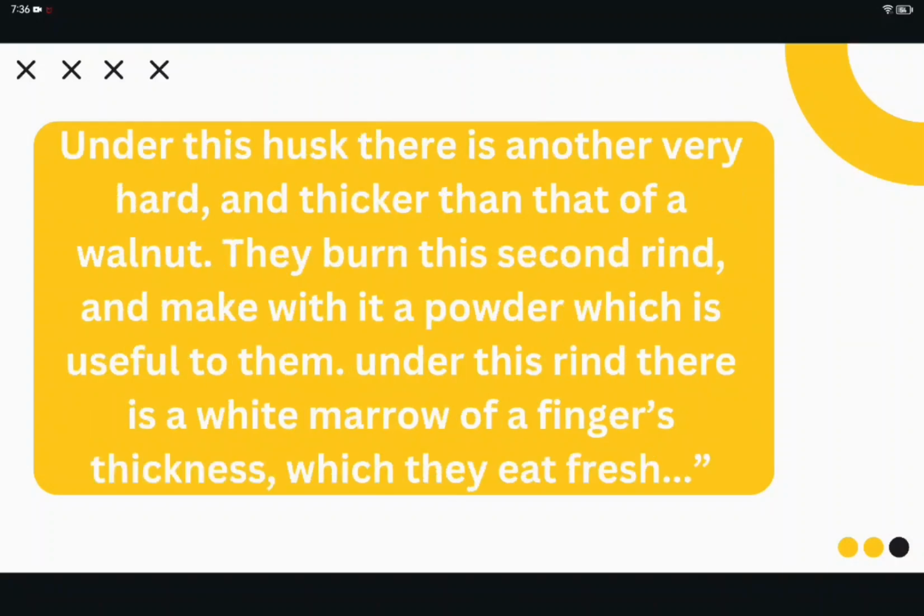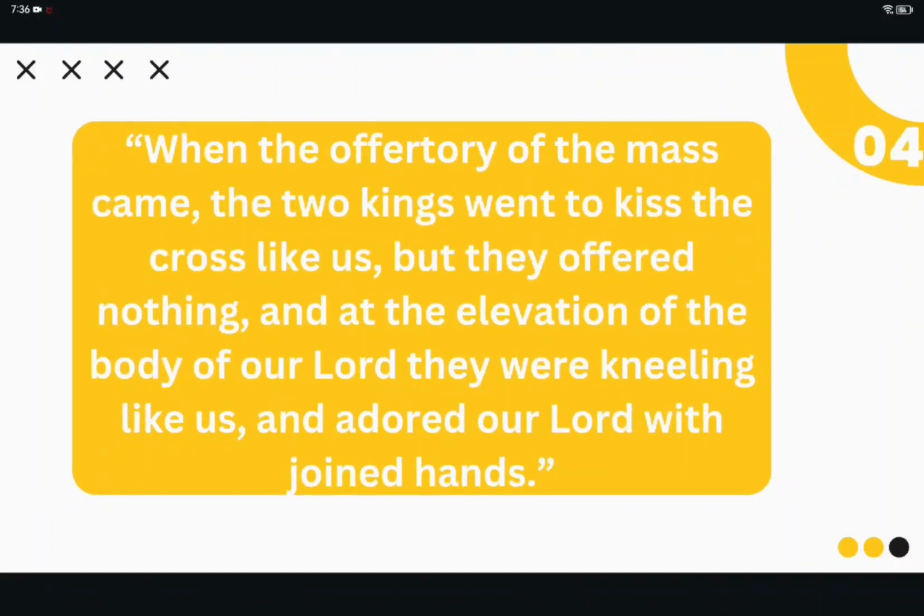Okay, next slide. There is an error in the sequencing of this slide. We'll start with number 4, and then numbers 3 and 5 are related. Let's start first with number 4. When the offertory of the mass came, two kings went to kiss the cross like us, but they offered nothing. And at the elevation of the body of our Lord, they were kneeling like us and adored our Lord with joined hands.